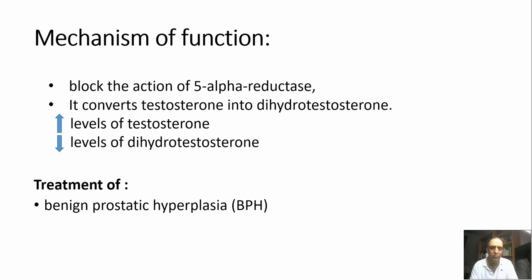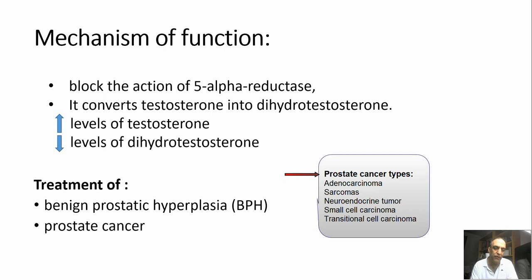In this situation the patient will have a problem in urination, frequent urination at night, and sometimes pain in urination. In the second situation, we can use them for prostate cancer. We will study the cancer types later, because we cannot mention which type of prostate cancer can be treated with a 5-alpha reductase inhibitor, but in the cancer parts we will study it, because it depends on the type of the cancer.